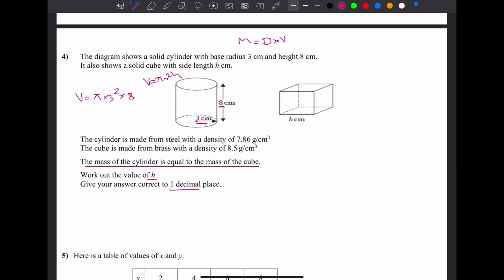The height is 8 anyways. That will give you 9 times 8 is 72 pi. I'm just going to leave it like that. Okay. Then what is the volume of the cylinder? The cylinder is 72 pi.